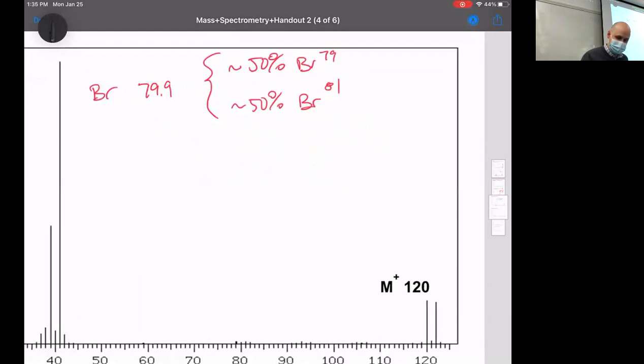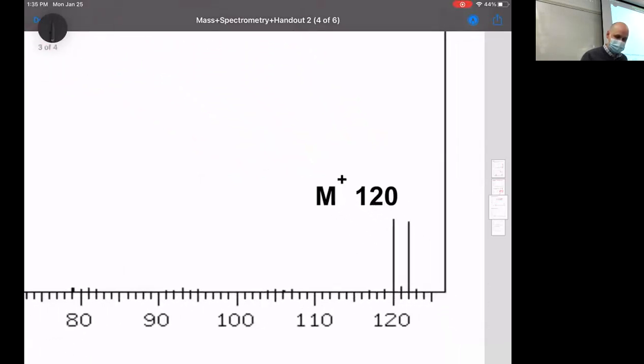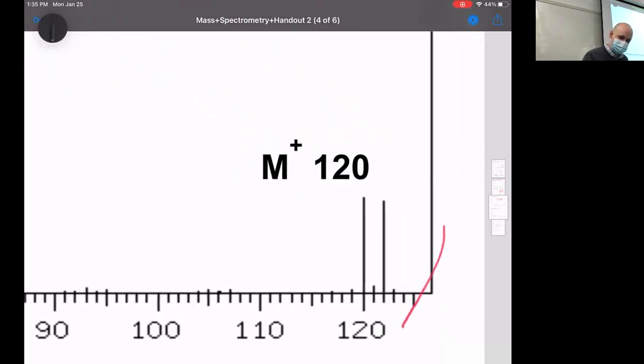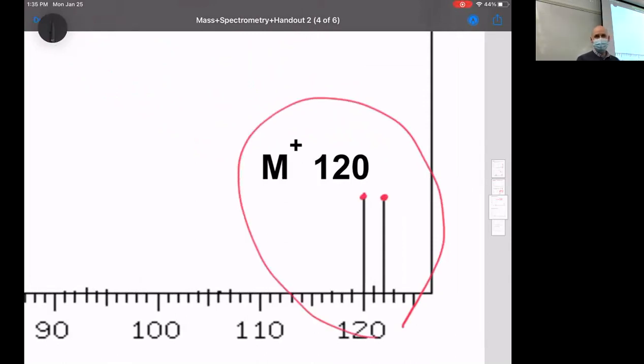So this is what we would see. Here's your cluster around the molecular ion, and you've got 2 peaks. And note that they're separated by 2. So the first one we would call our molecular ion, and the second one is 2 higher, so that's M+2. That is the indicator that you have bromine in your molecule. So the farthest to the left one is from bromine 79 being present. The farthest to the right one is from bromine 81 being present. And that's it.